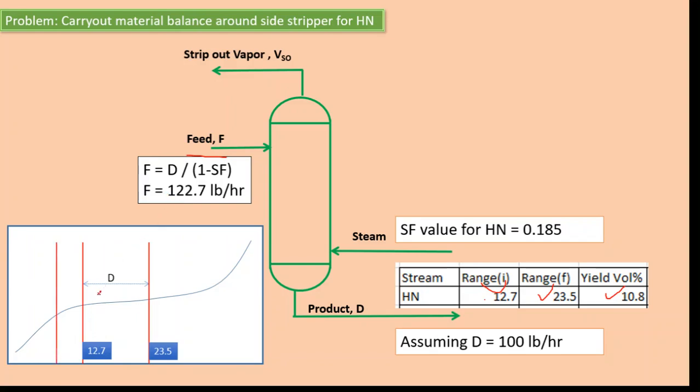So F is given. F's location is, because F has the lighter material, lighter than 12.7, on the left side of the graph. So this is the F value. The remaining portion that is still missing is the VSO. So this is the whole picture of F, D and VSO represented in the graph. In calculations, we can find the VSO very simply by subtracting from the feed. So feed is 122.7, bottom is 100, the remaining is VSO, that is 22.7 pounds per hour.